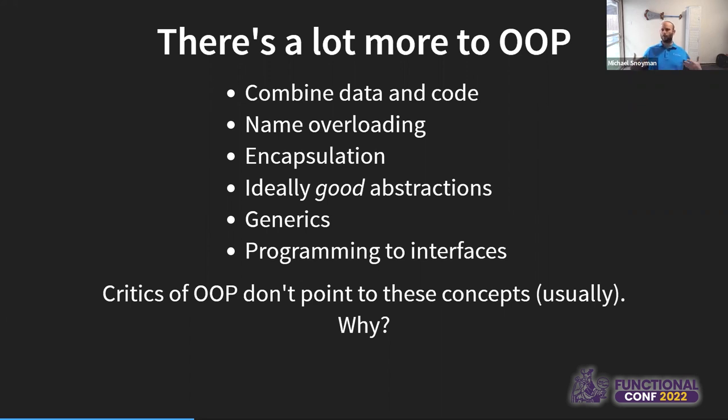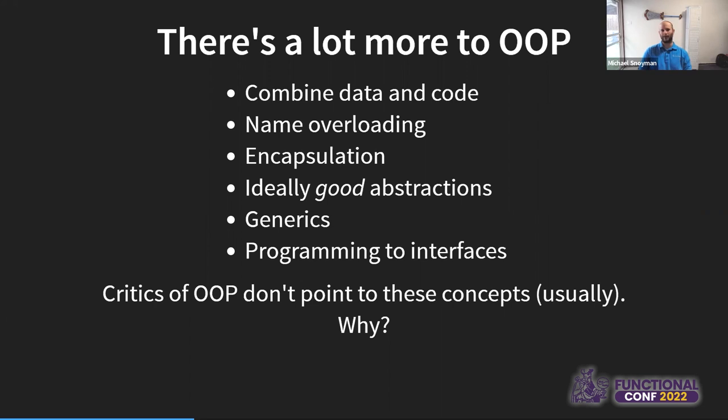We in the FP world often look at OOP and say, oh, those are stupid, bad abstractions. But really, if you look at what OOP was coming from, it was really innovating in a good direction. Generics became a big part of OOP, and in the functional programming world, we use that all the time. One of the jokes that I've heard repeatedly in the Haskell world is you can solve any problem in Haskell by adding another type variable. We love these things. And also programming to interfaces, a massive part of OOP.